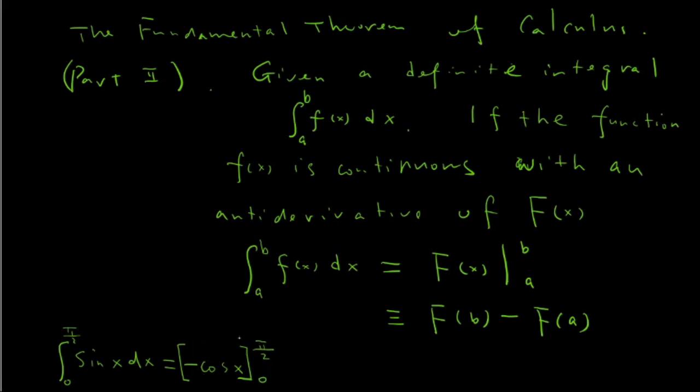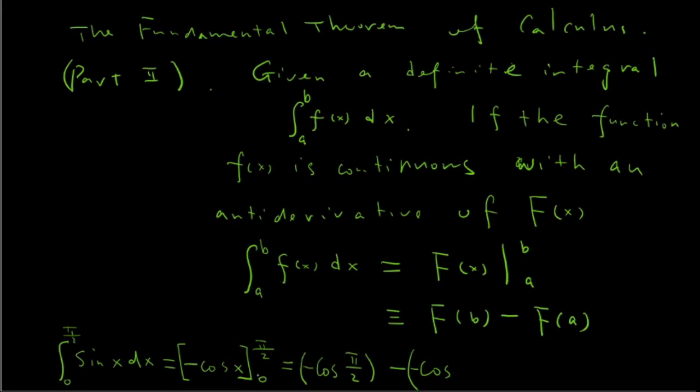We have a symbolic notation here. The meaning of the notation is the difference between two values of the antiderivative. You plug in pi over 2, right? So you have the value of the antiderivative, negative cos of half pi, right? So that's the value of the antiderivative at the upper limit minus the value of the antiderivative at the lower limit. The lower limit is 0.